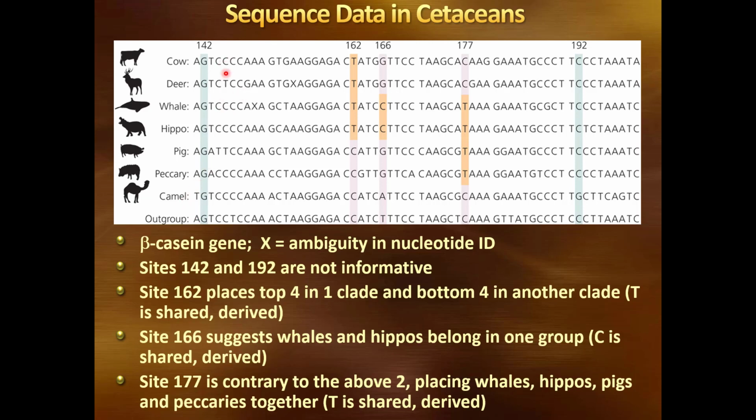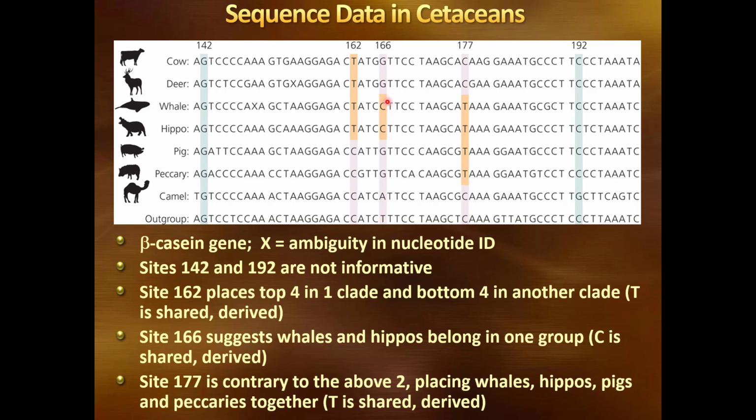And of course, any of the ones along here where they're the same, they also are not really telling me anything. So they come over here to position 162, and position 162 gives us a little bit of insight, because what we see is that the ancestral condition is a C, and the camels, peccaries, and pigs all share that same ancestral condition. So that would suggest perhaps that they are closer to the ancestral state. And then the 4 species up here, the cow, deer, whale, and hippo, they all form their own cluster. So they have a shared derived feature by having a T in this 162 position, suggesting that they go together on that tree.